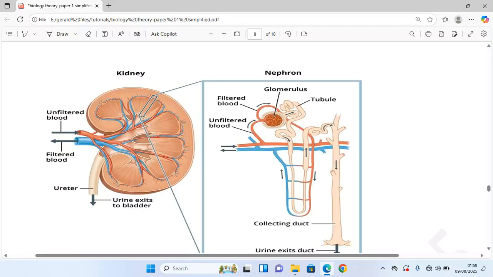How does it come about? This afferent arteriole coming in is very wide, wider than this efferent arteriole that is taking blood away. So what happens is that pressure is generated and forces materials to diffuse through the walls of the glomerular capillaries, and it flows here to the proximal convoluted tubule.